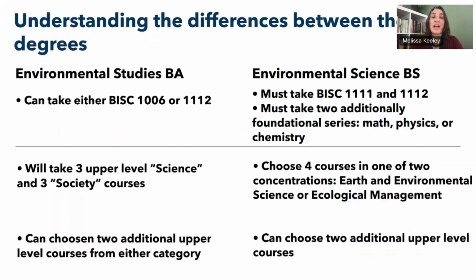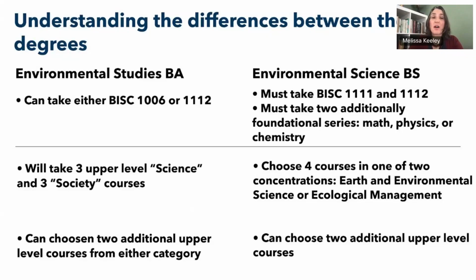So quickly, I want to help you understand the differences between the 2 degrees. Our BA in Environmental Studies allows students to really have a balance between more traditional science classes and what we call society classes, which are classes that are more policy focused or focus on the humanities, trying to think about the human dimensions of environmental problems.